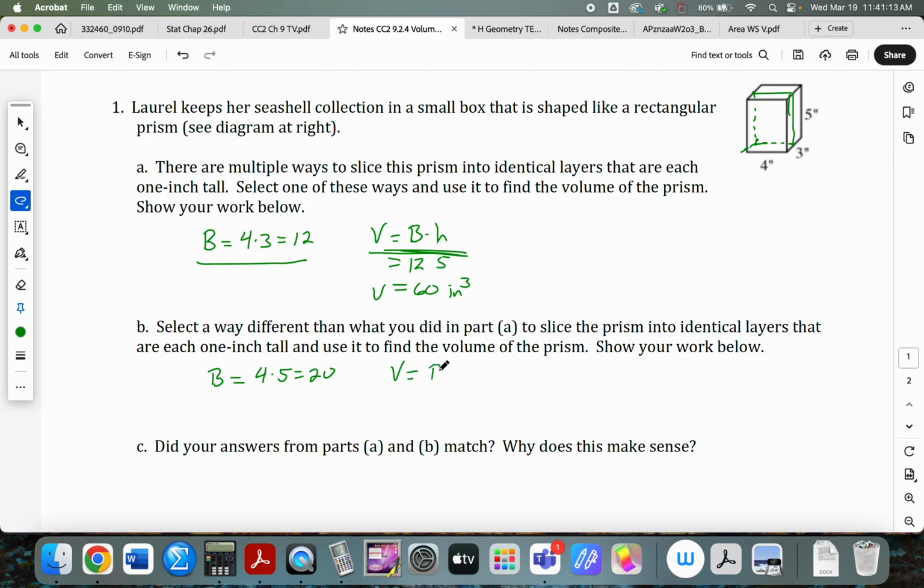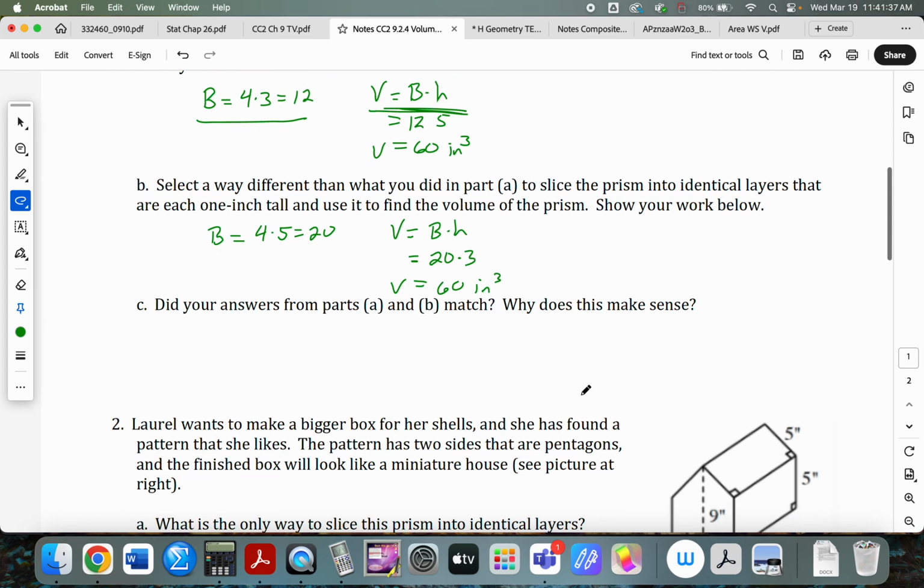And then volume is equal to the area of that base layer times the height, which is the number of layers I'm going to have. So that's going to be 20. If I'm slicing this way, how many different layers am I going to have starting at the front going to the back? I'm going to have 3. So the volume is 60 cubic inches. And yes, our answers should match. Why does this make sense? So the volume should be the same no matter how you find it.